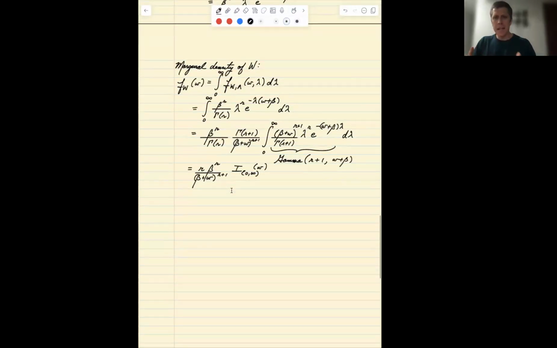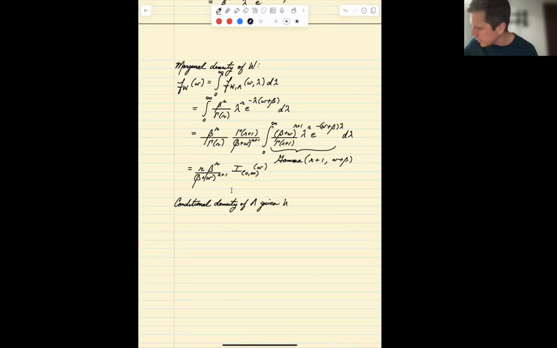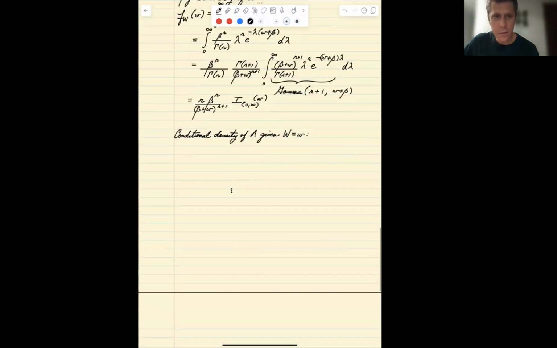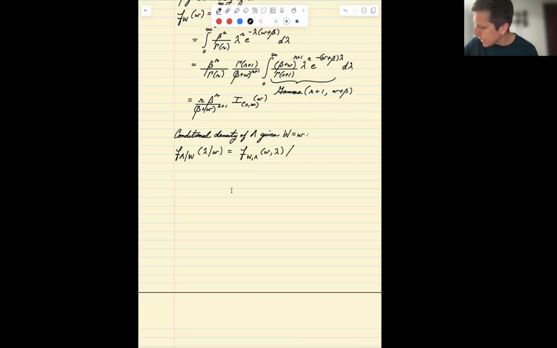And how do we reverse engineer? Let's say we observe W, the waiting time, but we don't know lambda. So we want to know the conditional density of lambda given W equal to a specific value. For this, we can use effectively Bayes' rule, right? So it's the joint density, which we know, divided by the marginal of W, which we just calculated.